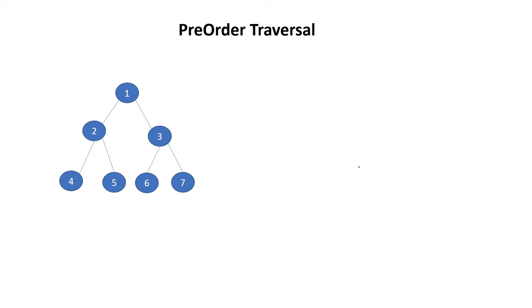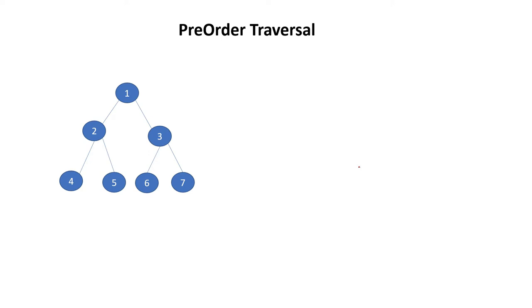So today in this video I will talk about pre-order traversal of a tree. In the previous video I have discussed all the three kinds of traversal, that is pre-order, in-order and post-order. So in this video especially I will talk about pre-order traversal. We will do the coding, both the iterative way and the recursion way.